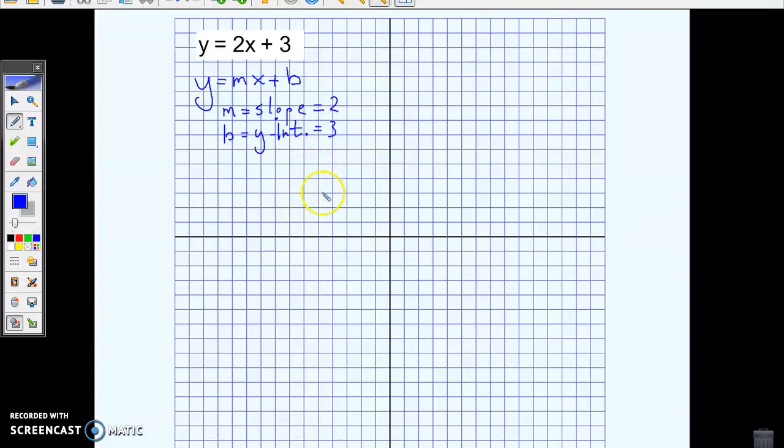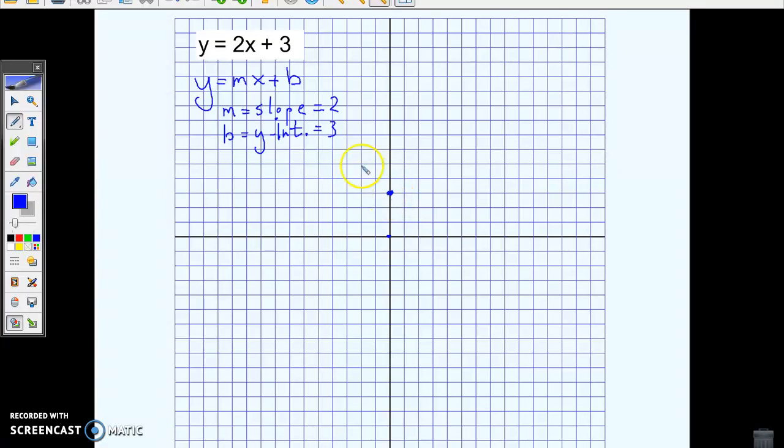Let's start with our intercept. Starting at the origin, we're always starting at the origin. We're going to go up 3. 1, 2, 3. And put a point right here on the y-axis. The y-intercept means that it intersects the y-axis at a point of y equals 3.